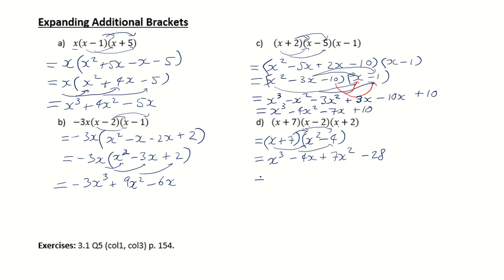Now, the convention is to write mathematics in order of the power that's the highest. So we've got x to the power of 3, and then next would be my 7x squared, plus 7x squared, take 4x, take 28. So that's the convention, to write maths in decreasing powers.